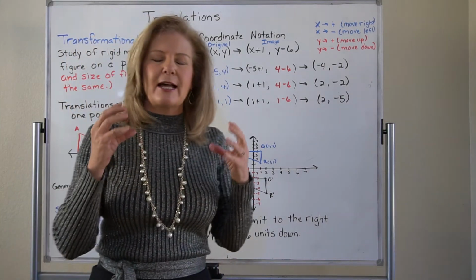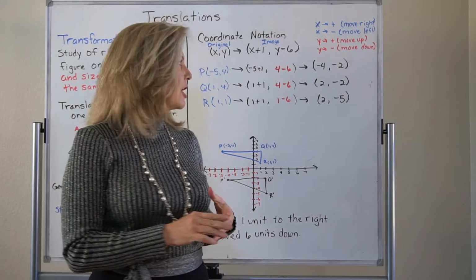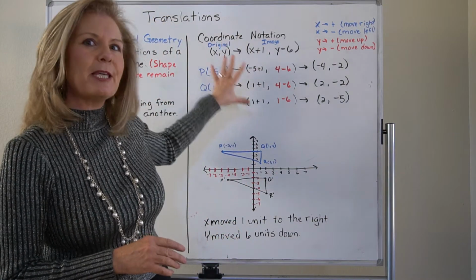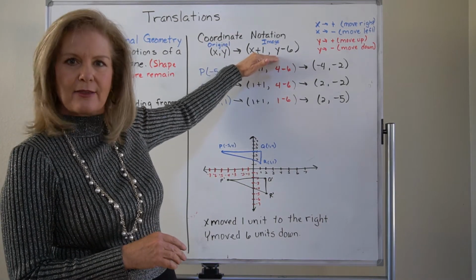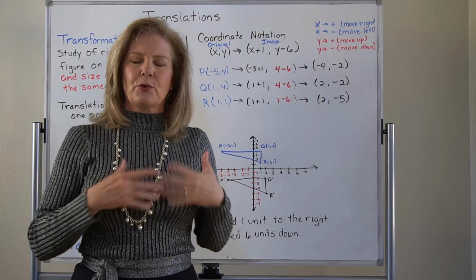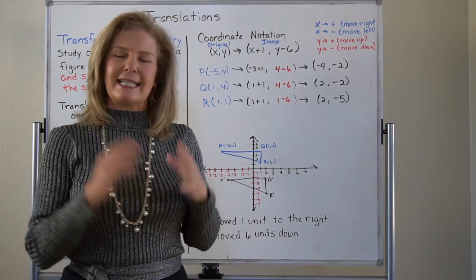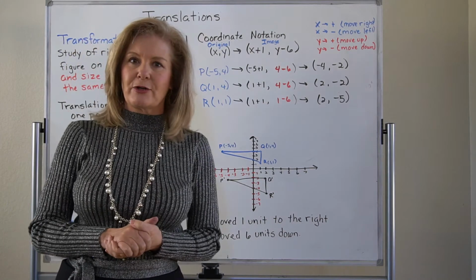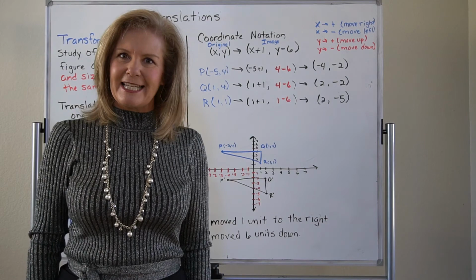So that's translations, which is a part of transformational geometry. You're only to be using the code. If they tell you how the movement happened in the code, just use the code in order to find the moved position of your figure. So good luck today as you try your translations. I think it'll be pretty easy. Have fun.